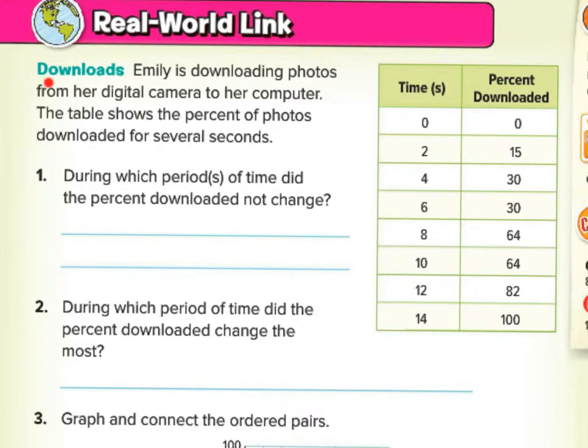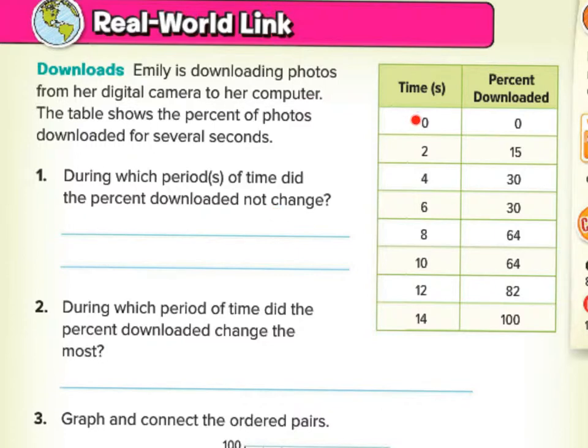Real-world example, downloads. Emily is downloading photos from her digital camera to her computer. The table shows the percent of photos downloaded for several seconds. So here we have the number of seconds. This is our input. How many seconds we put in will raise the number of photos we are successfully downloading. So during which periods of time did the percent downloaded not change?